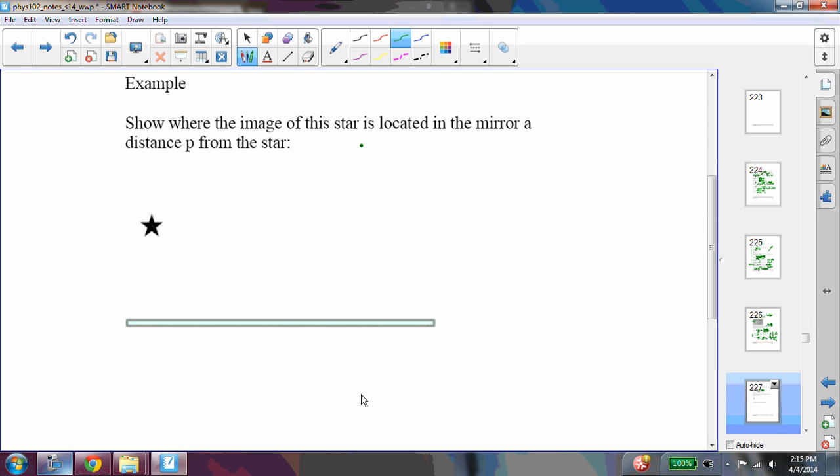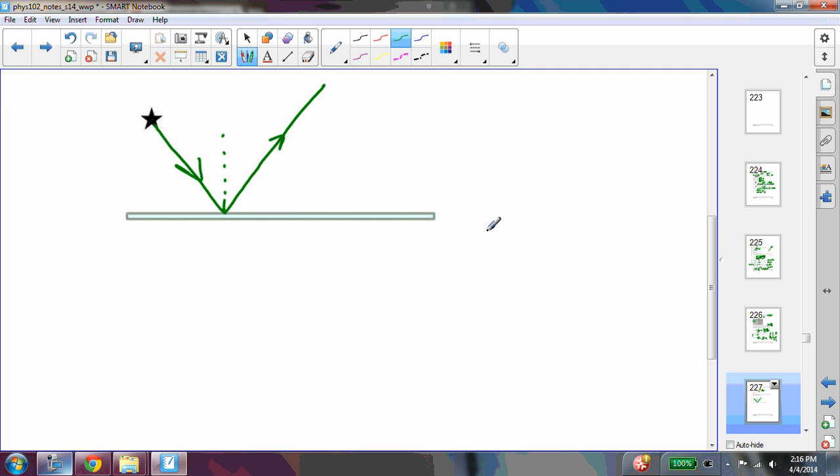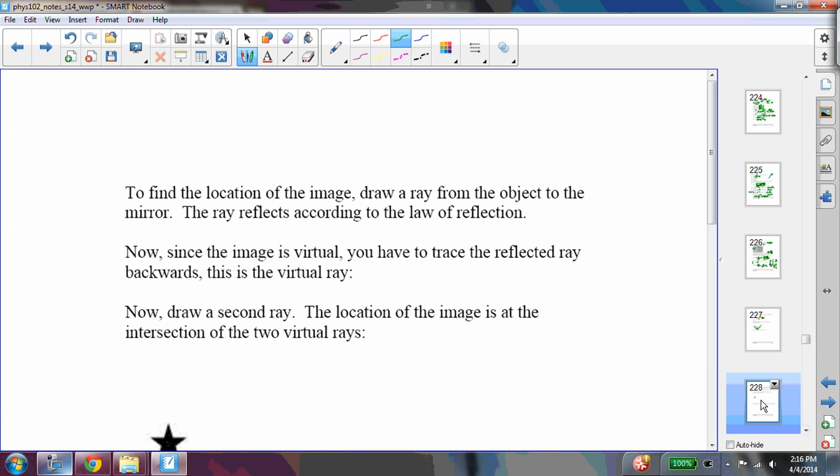All right, so let's say that we have this star, and it's in front of a mirror, and I want to know where the image of the star exists. All right, I can draw a ray. That ray originates at the star, and then it travels to the mirror, and then it reflects such that the incident angle here is equal to the reflected angle.